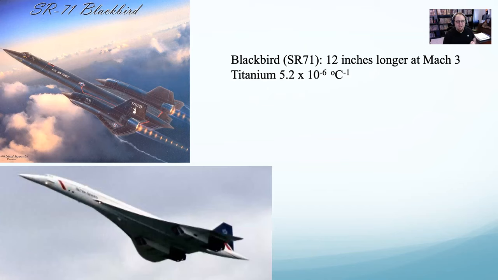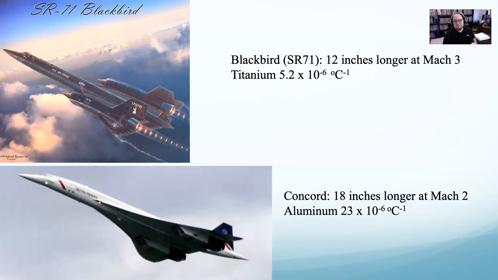The Concorde jet becomes 18 inches longer at its max speed. These numbers here, 5.2 times 10^6, 23 times 10^6, this is called the coefficient of thermal expansion. That's just a coefficient to deal with how much it expands. I'm not going to do this mathematically, I'm just going to talk about it. And so these jets literally grow longer when they go full speed because friction in the air heats them up. And as they get hotter, they get bigger. It's something we need to plan for.